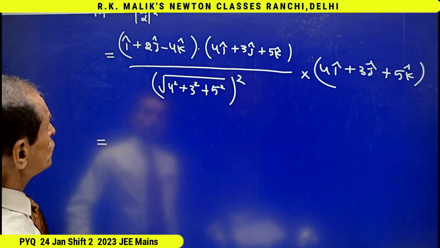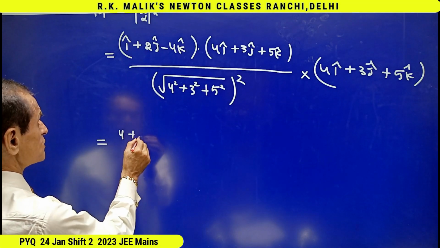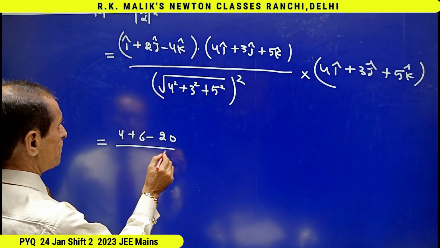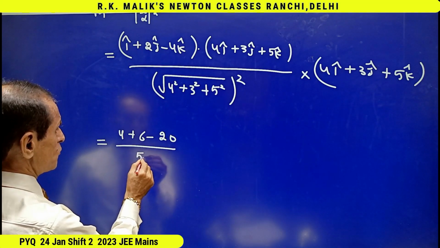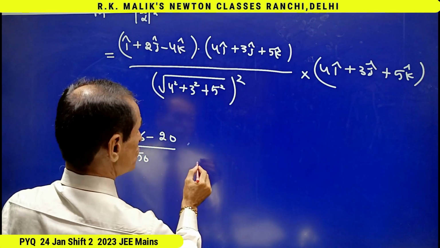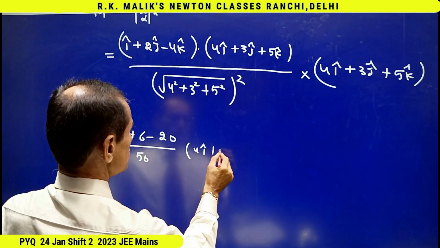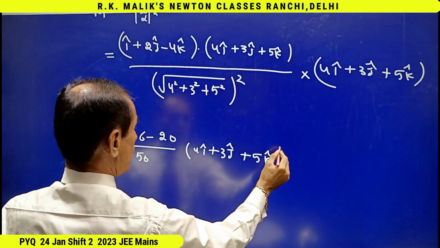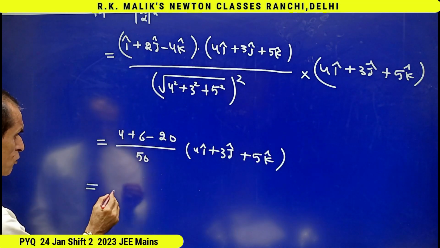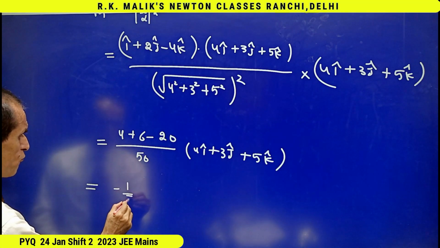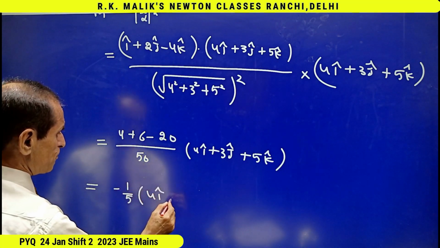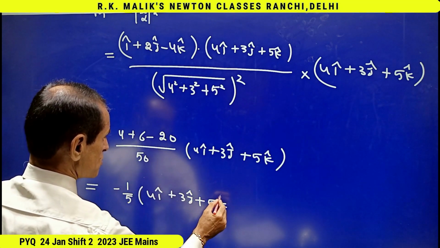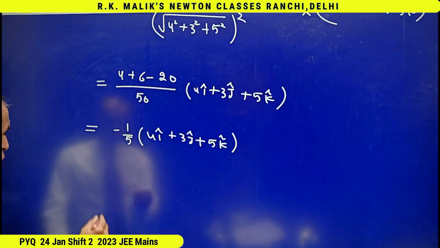This is equal to 4 plus 6 minus 20 upon 50 into 4i plus 3j plus 5k, that is equal to minus 1 by 5 into 4i plus 3j plus 5k.